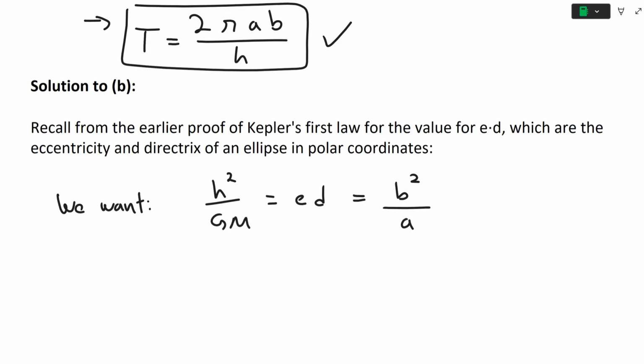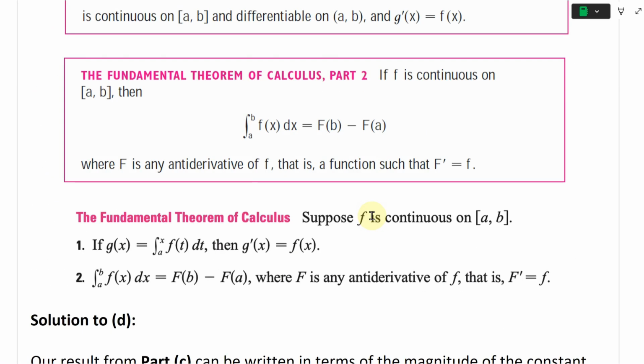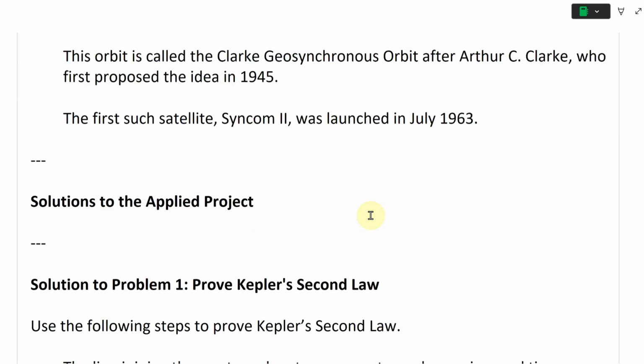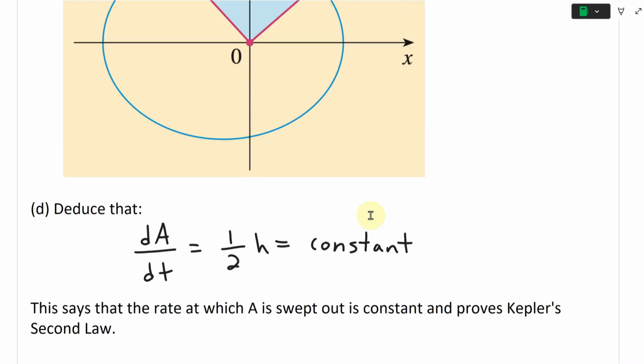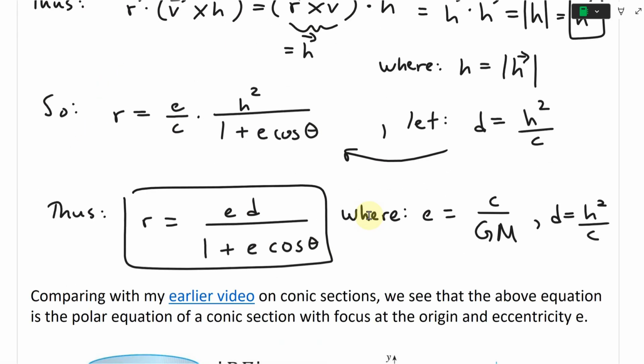So we want to show that we have this setup. Basically, h squared over GM equals ed equals b squared over a. So what I'm going to do now, I'm going to scroll all the way back up and then find the equation of the setup there. I'm going to go all the way back to the first law derivation, and that was before the applied project, so we had this setup.